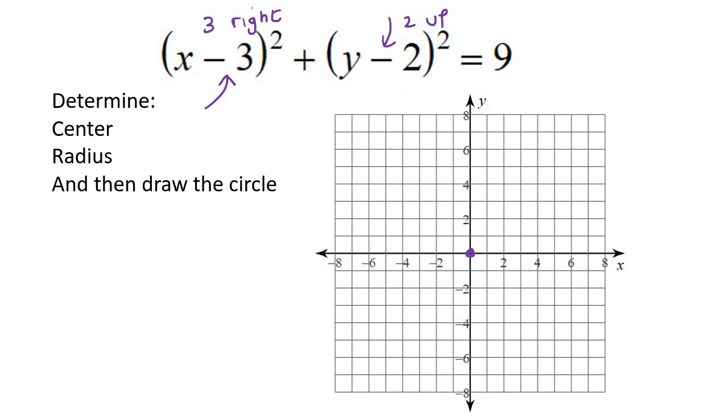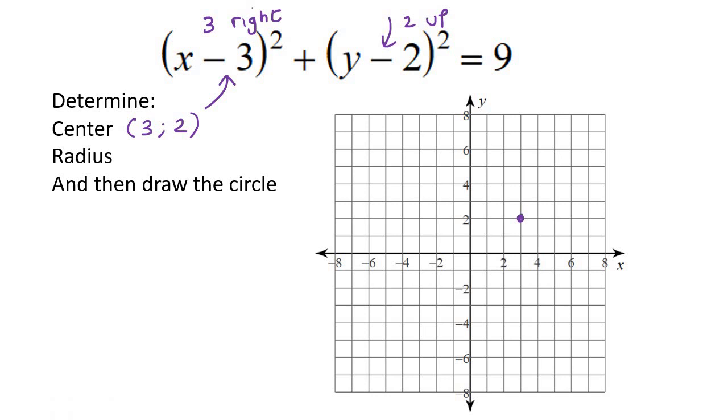So where would the center of this circle be? Well, it's moved 3 to the right, and it's moved 2 up. So its center would be over there. Okay, so that is where the center would be. So the coordinates of that would be 3 and 2.